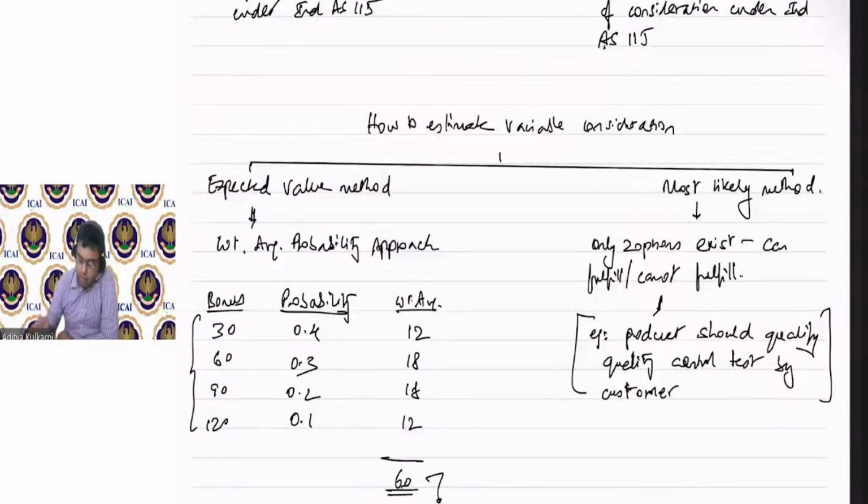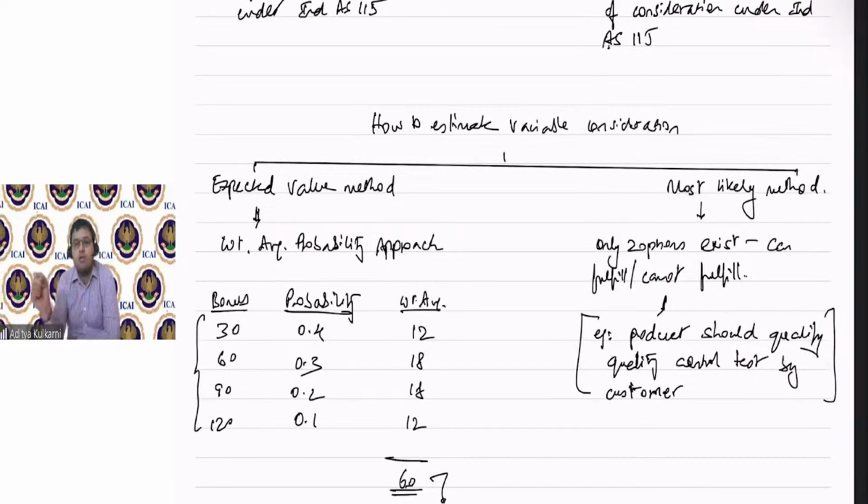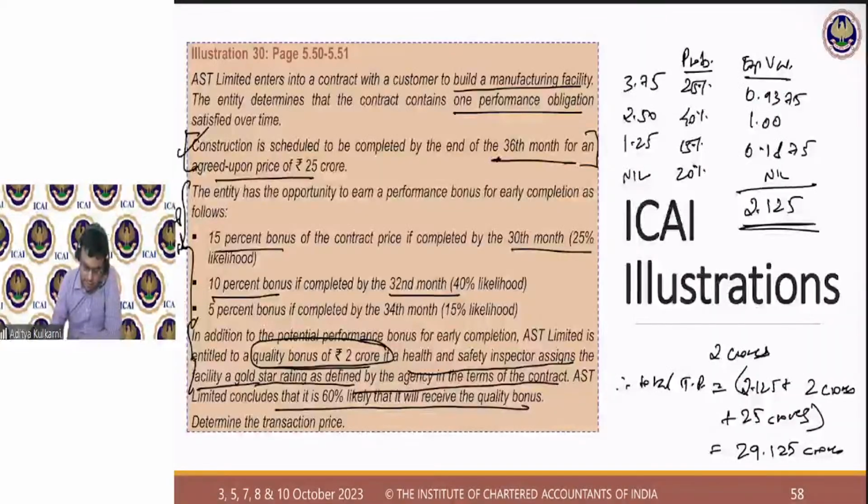Remember, I had told you how to estimate variable consideration. You can follow the expected value method or the most likely method. In the case of this question, where the performance bonus is there, we can apply the expected value method because multiple scenarios are possible. But when I talk about the health inspector's certificate or his rating, the rating can either be given or not given. Can he say, I'll give 40% rating, 30%, 20%, 10%?